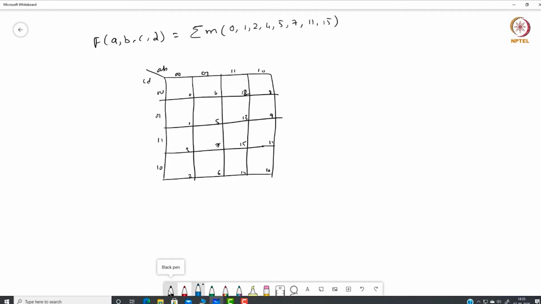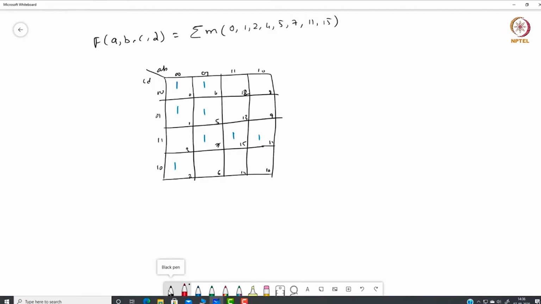So let us say the expression is f is the sum of min terms 0, 1, 2, 4, 5, 7, 11, 15. Now this is the K-map. Let us see how to write this expression into the K-map. So this would be 0, 1, 2, 4, 5, 7, 11 and 15. So let us see which are the essential prime implicants.